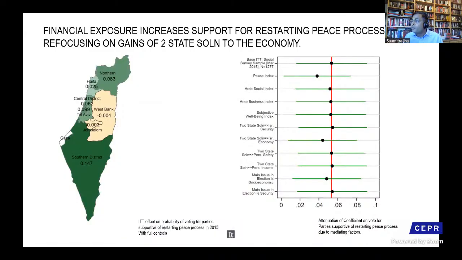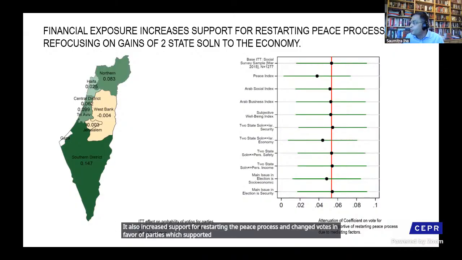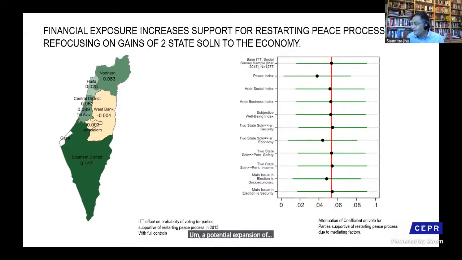It also increased support for restarting the peace process and changed votes in favor of parties which supported restarting the peace process. And the main effect seems to be because people began to see the gains to Israel's economy from peace relative to a potential expansion of conflict.